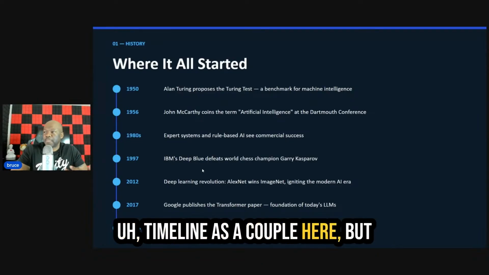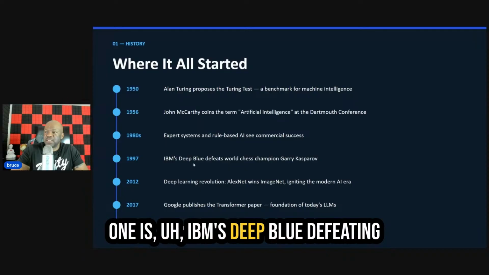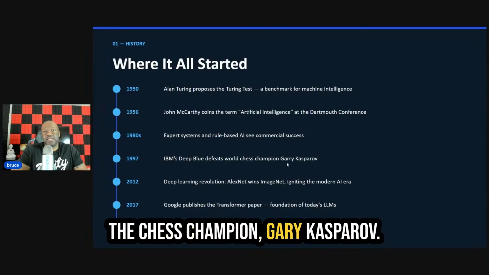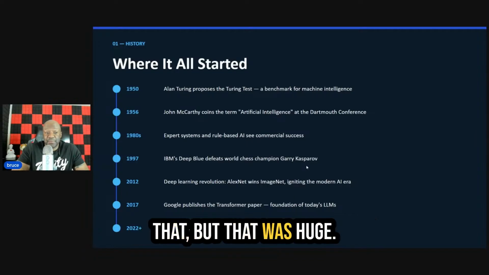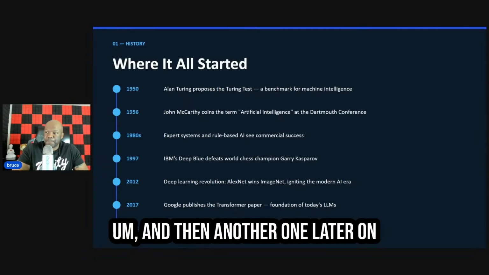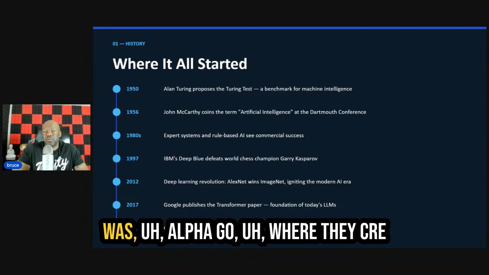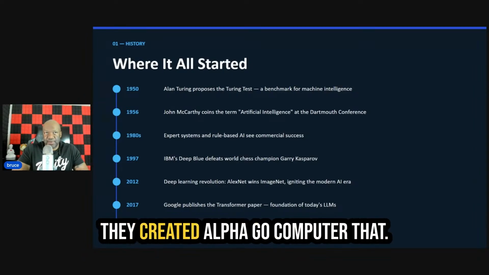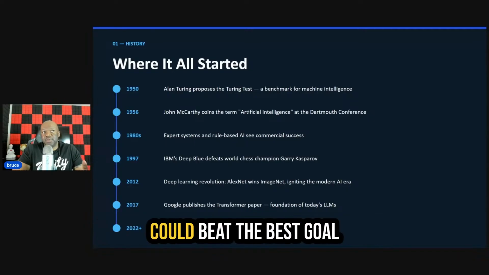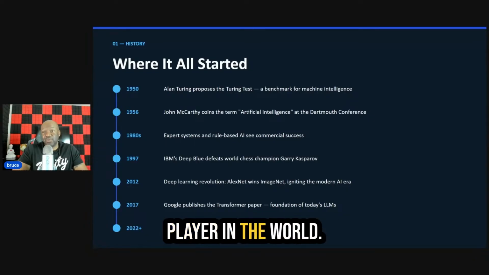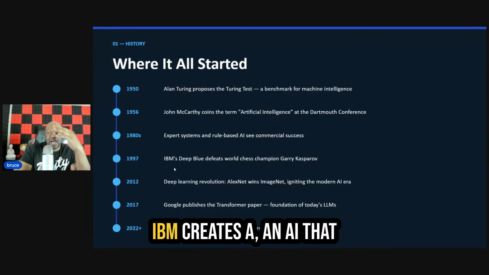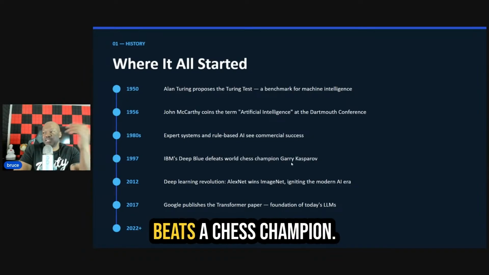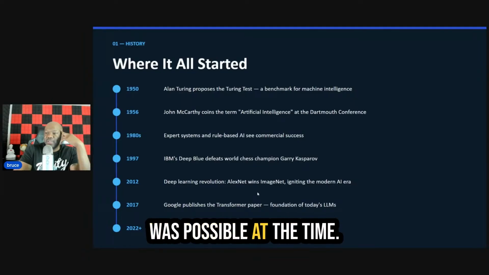Anyway, continuing on, the thing that pops out to me on this timeline, there's a couple here, but one is IBM's Deep Blue defeating the chess champion Garry Kasparov. That was a turning point. I don't know if you guys remember that, but that was huge. And then another one later on was AlphaGo, a computer that could beat the best Go player in the world. And that one wasn't too long ago.